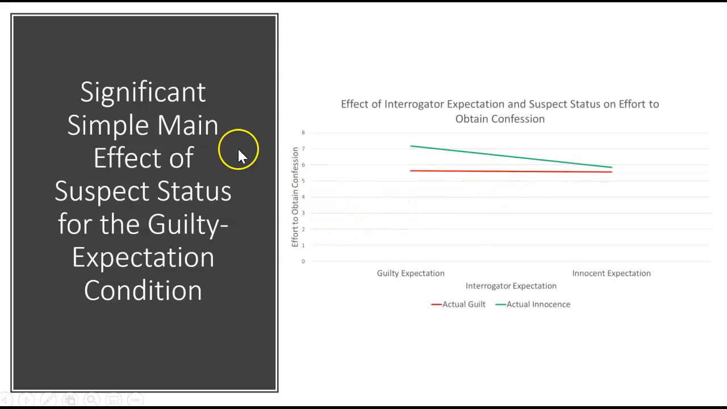Now when we look at this effect, the next step in the analysis is: is there a simple main effect of suspect status for the guilty expectation condition? So that means I want to compare this number with this number and find out, is there an actual significant difference in means within that condition? And just for completeness, you're going to run this test too, but this is the test you're really wanting to determine. Since there is an interaction effect, and it appears that this is the biggest difference, you're going to test for that simple main effect that's being driven by the expectation of guilt.